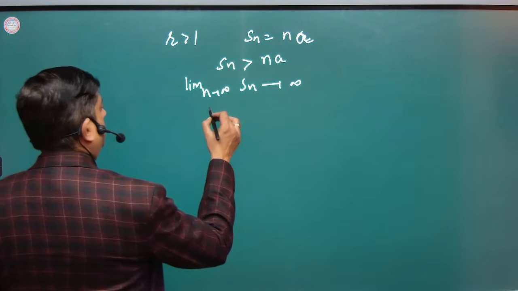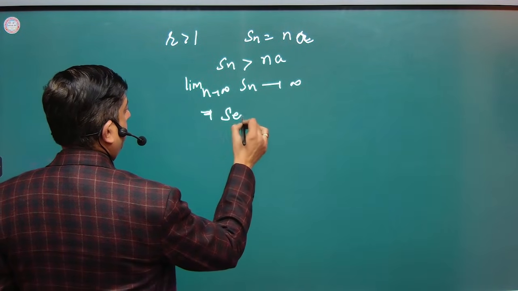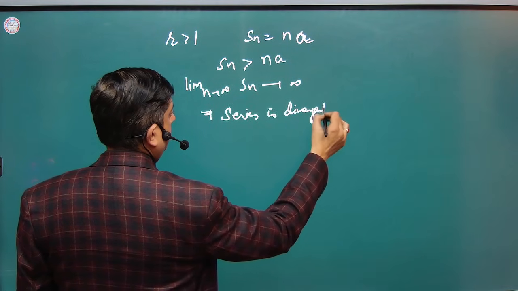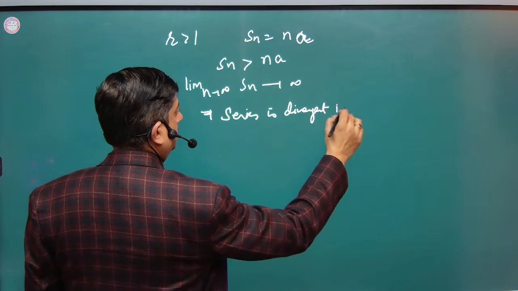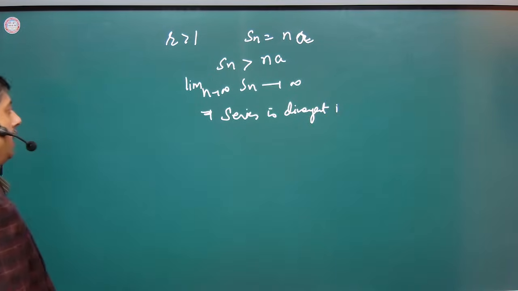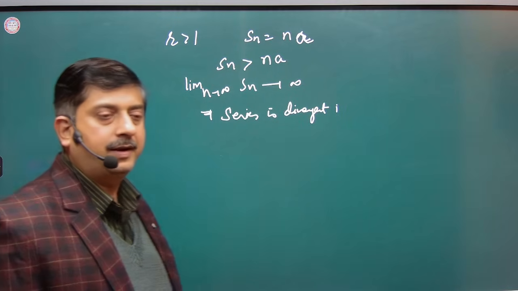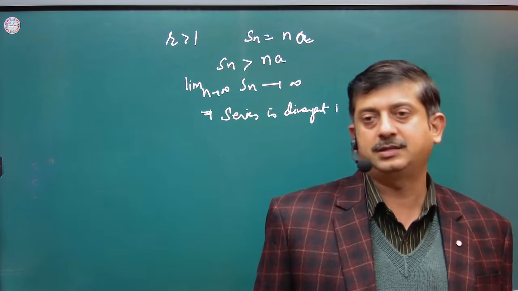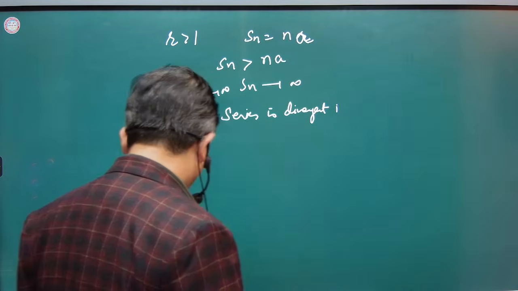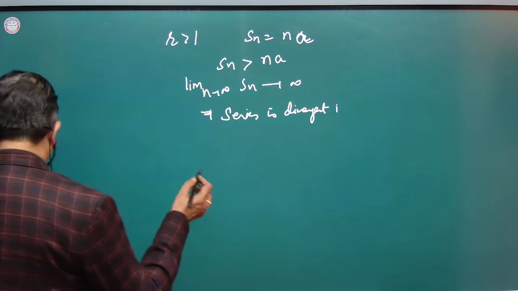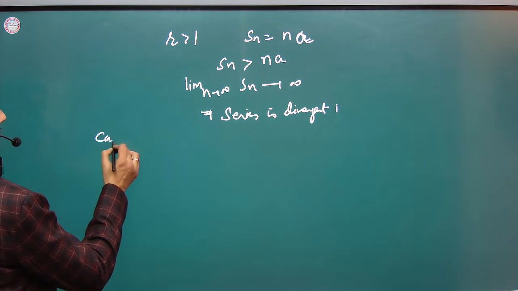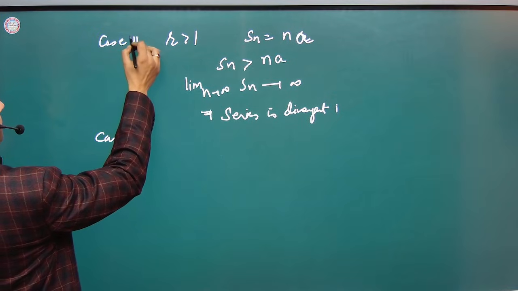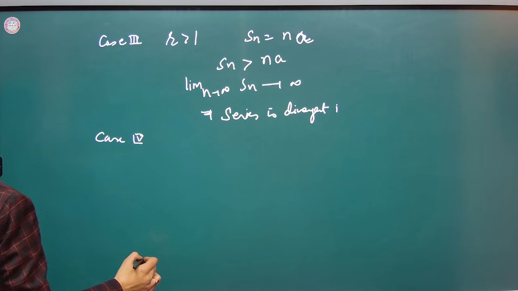So the series is again divergent in this case. The series is convergent only when r is less than 1. The series is divergent when r equals 1. The series is divergent when r is greater than 1. Now case 4, it is my case 3. Again I will go to case 4.